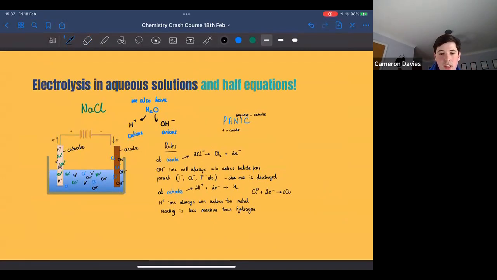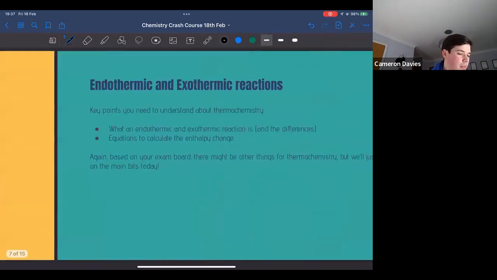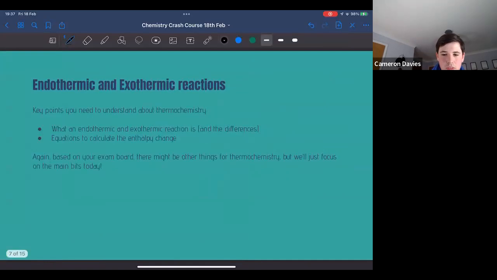Yes, the electrodes are inert, as you said. Hopefully that makes sense. I know it's quite a lot to cover in half an hour. If I had more time, I would explain it more carefully, but I'm conscious we need to look at the other topics now. The next thing is a lot more simple. With your question about aqueous solution, yes, it's always H2O.